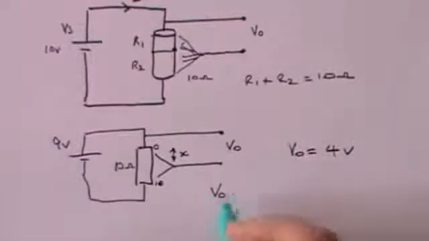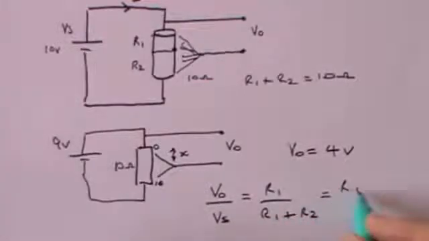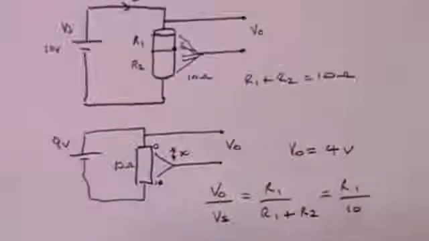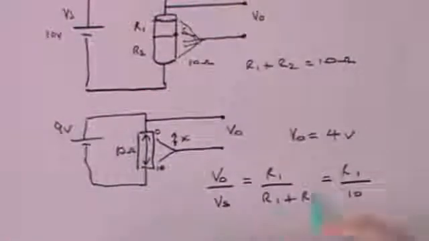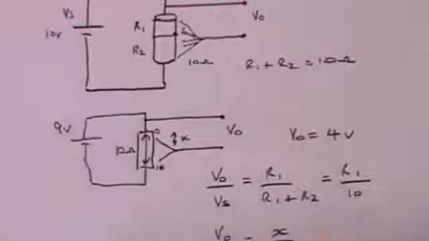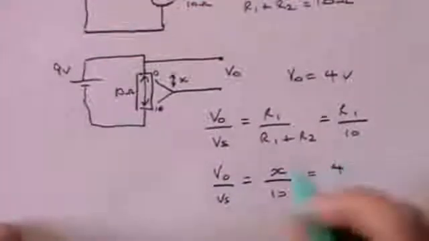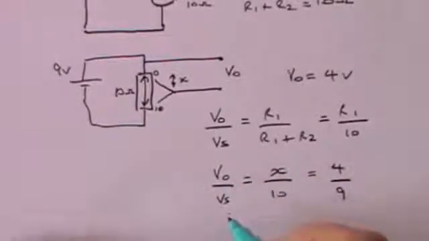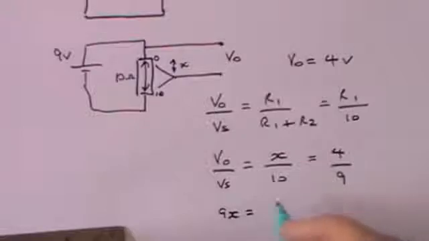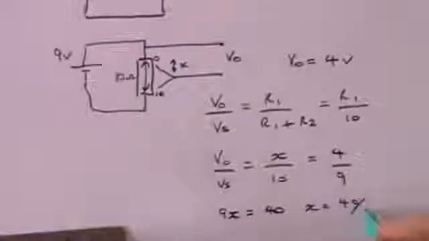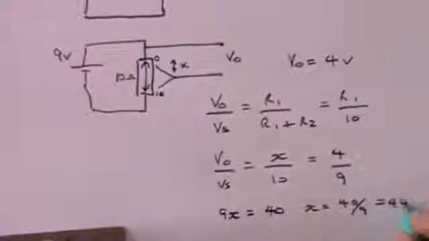Well, again, we say that V out divided by V source is going to be R1 over R1 plus R2, which is going to be R1 over 10. But the resistance is directly proportional to the length. So if we assume that the length is also, say, 10 centimetres, then what we want is a length x over 10 centimetres, so VO over VS is equal to x over 10 centimetres. And if we want that to be 4 over 9, because 4 is the output voltage we want and the voltage source is 9, we'll get that 9x is equal to 40, and that gives you that x is 40 over 9, which I think is 4.4 centimetres.